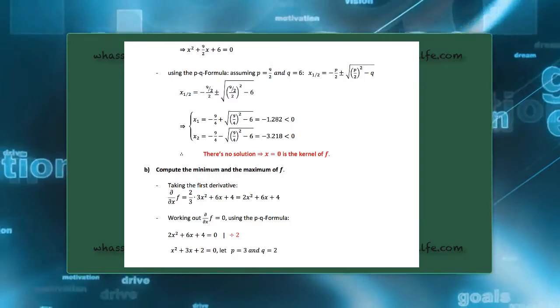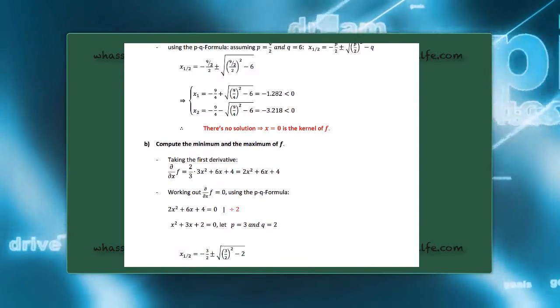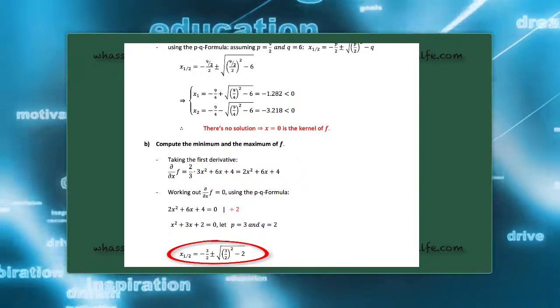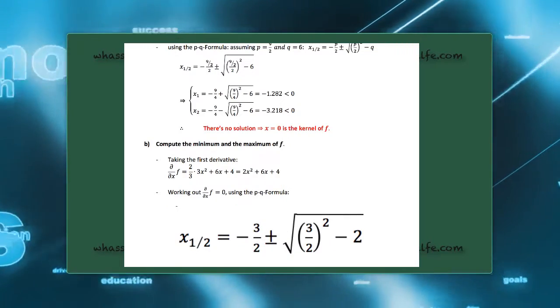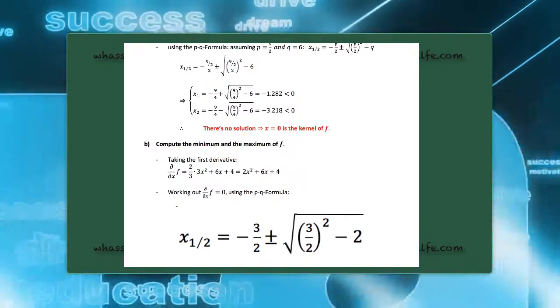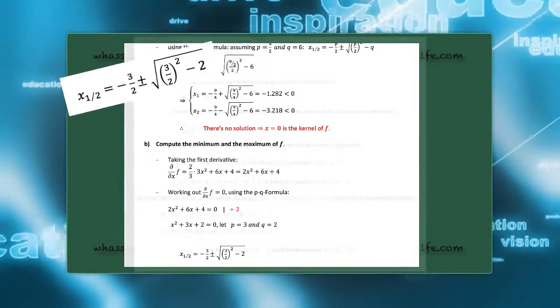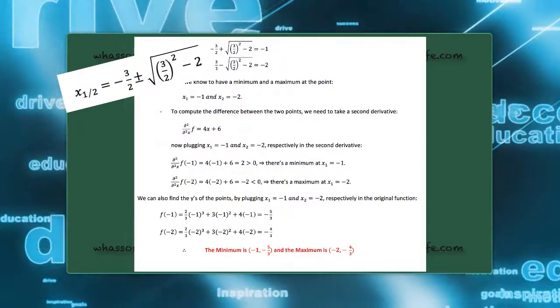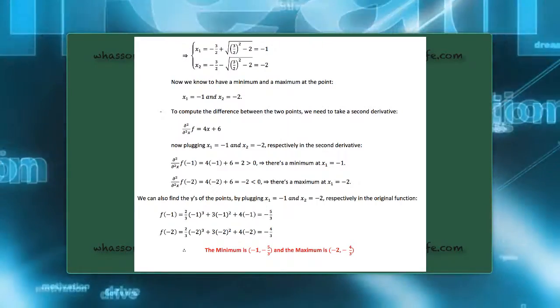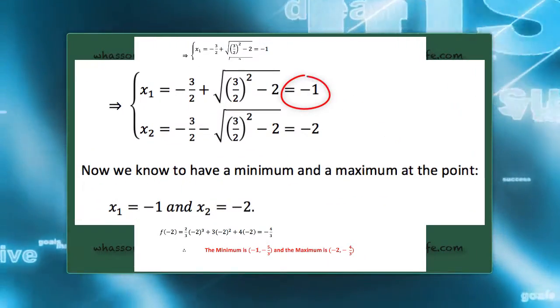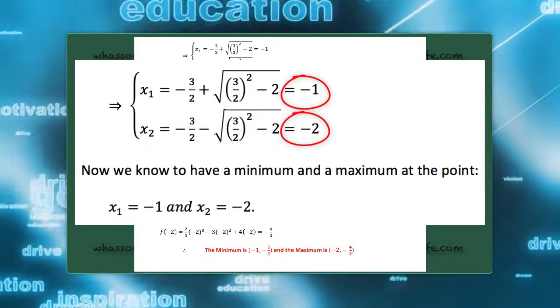Now, by plugging p and q into the general solution, we're going to have x sub 1 or 2 equals minus 3.5 plus minus the square root of 3.5 squared minus 2. This is going to give us two solutions: x1 equals minus 1 and x2 equals minus 2.